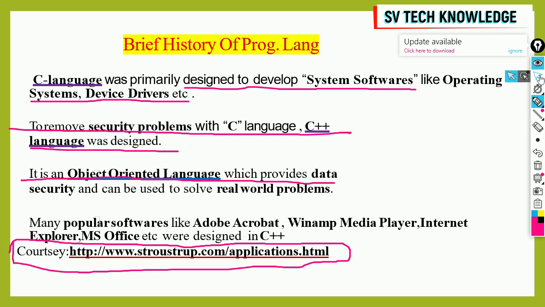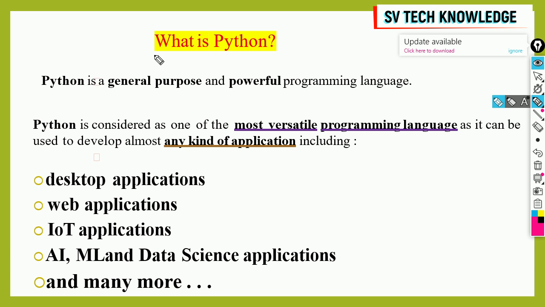Next, what is Python? Simply, Python is a general purpose and powerful programming language. Before Python, we had so many programming languages. Of all these, Python is the most powerful right now. Python is considered one of the most versatile programming languages, as it can be used to develop almost any kind of application. In present technology, with Python we can do anything.